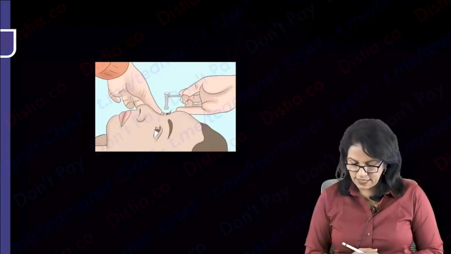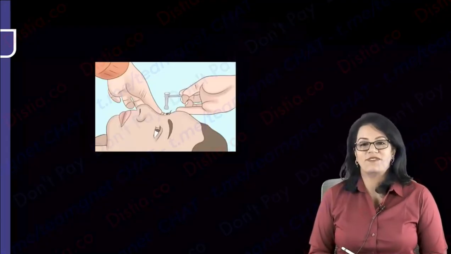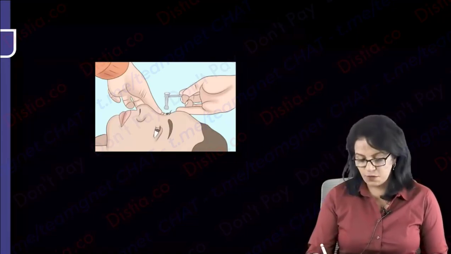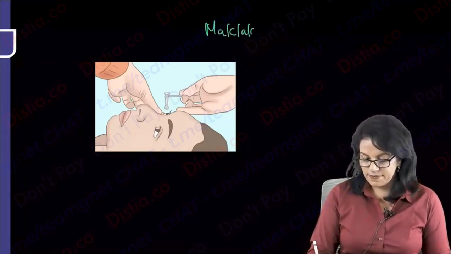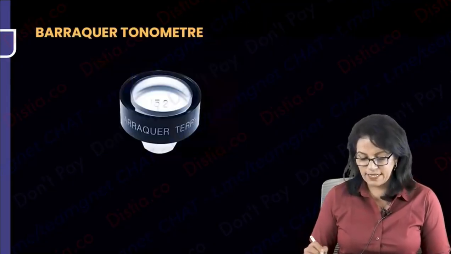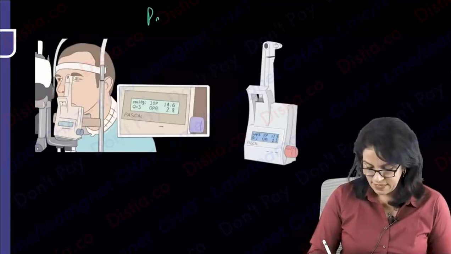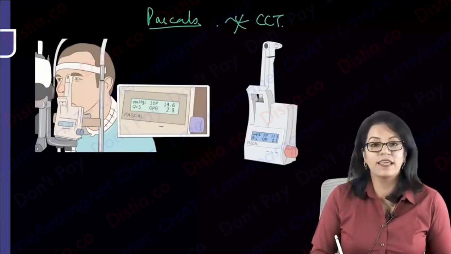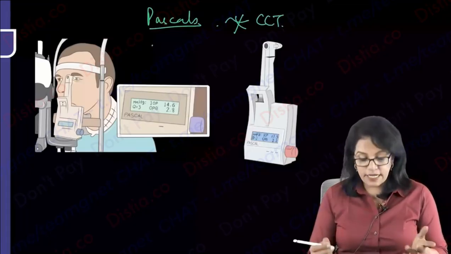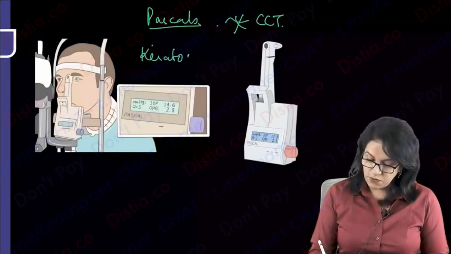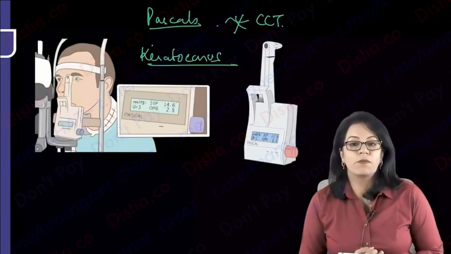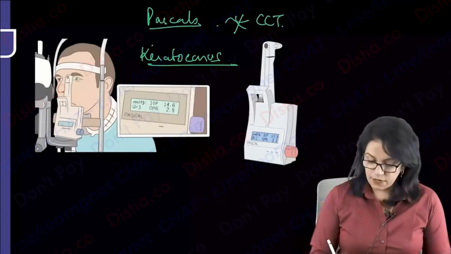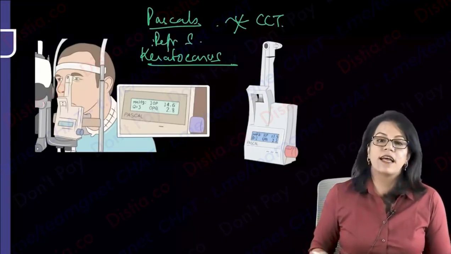Okay, let me see. Do we have Pascal? Which is this one? This is Maklakov. We talked about variable force and fixed force, right? So this is a fixed force, Maklakov. This is your Baraka tonometer, and this one is Pascal. What are the points in Pascal? Because the Pascal tonometry reading does not depend on CCT, I can use it in post-LASIK patients, and I can even use it in keratoconus patients. Why go for anything else? I will see why I would not prefer Goldmann. So even in keratoconus patients or patients of refractive surgeries, I can use Pascal.